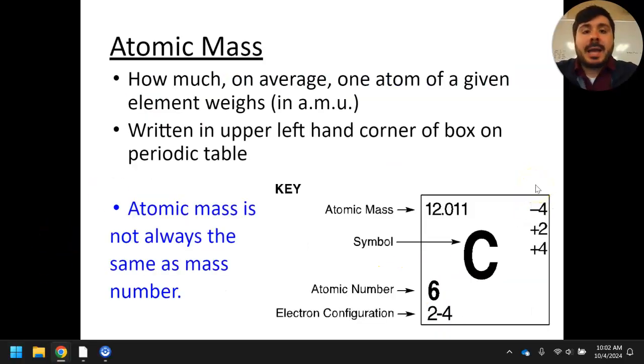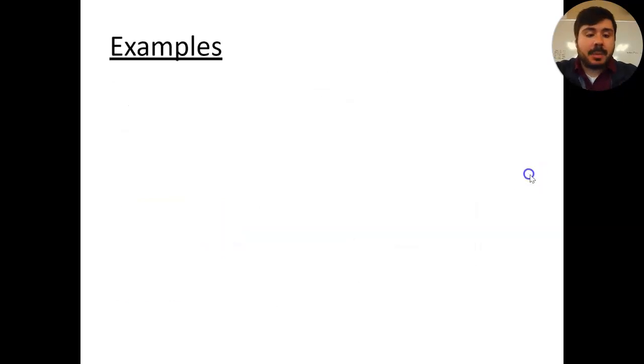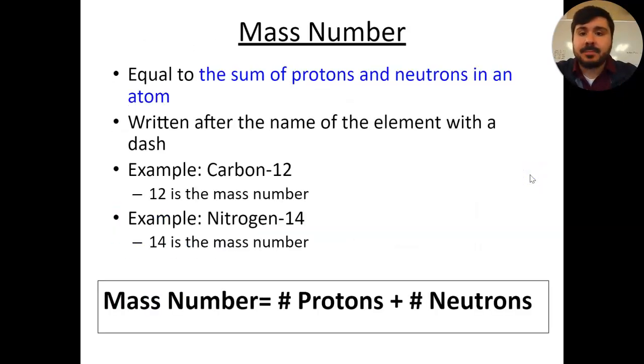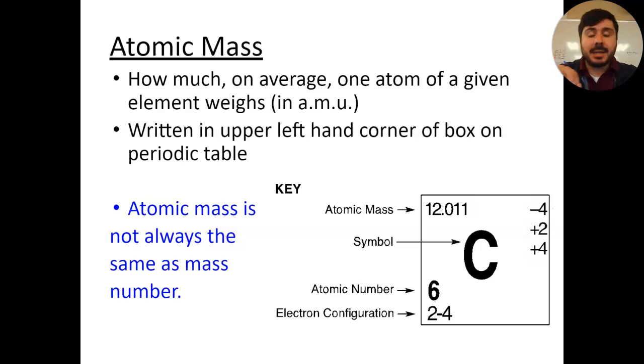All right, let's continue the other half of this conversation, which is atomic mass. Atomic mass, again, is not the same as mass number. Mass number is one thing, which is your number of protons plus your number of neutrons. Atomic mass is something entirely different, and we're going to focus on this a lot more next class. But as a brief rundown, atomic mass is how much, on average, one atom of a given element weighs in AMU specifically.